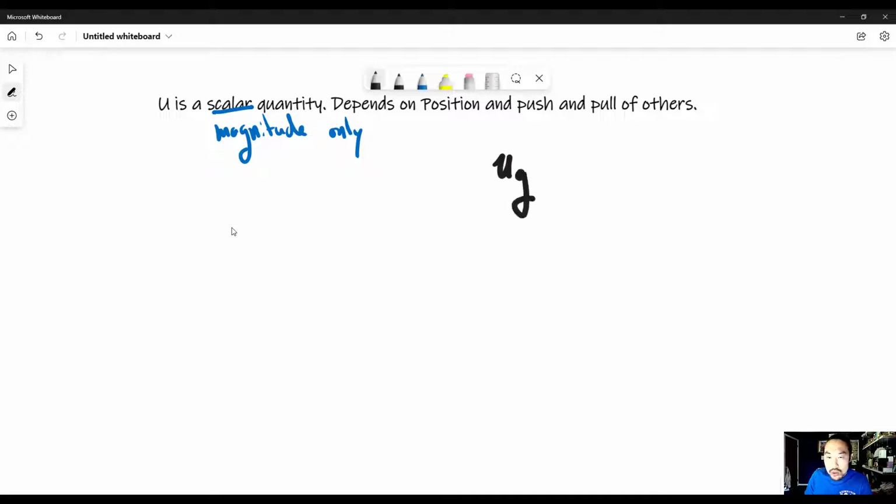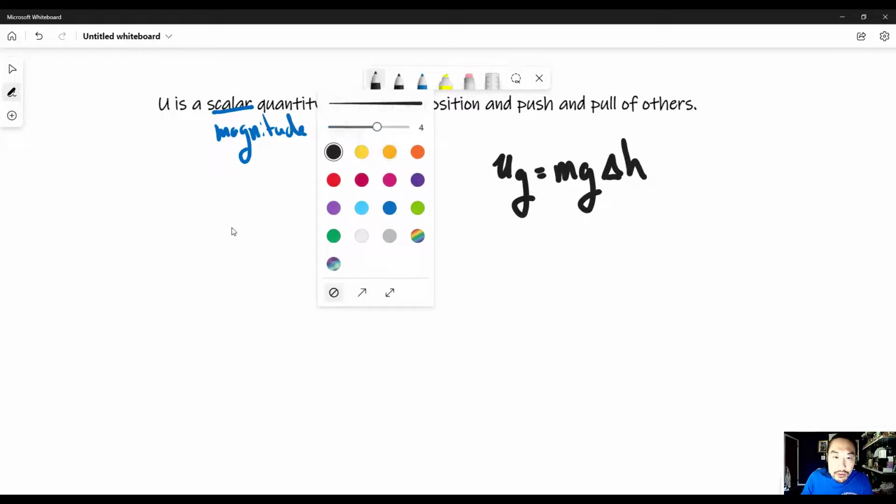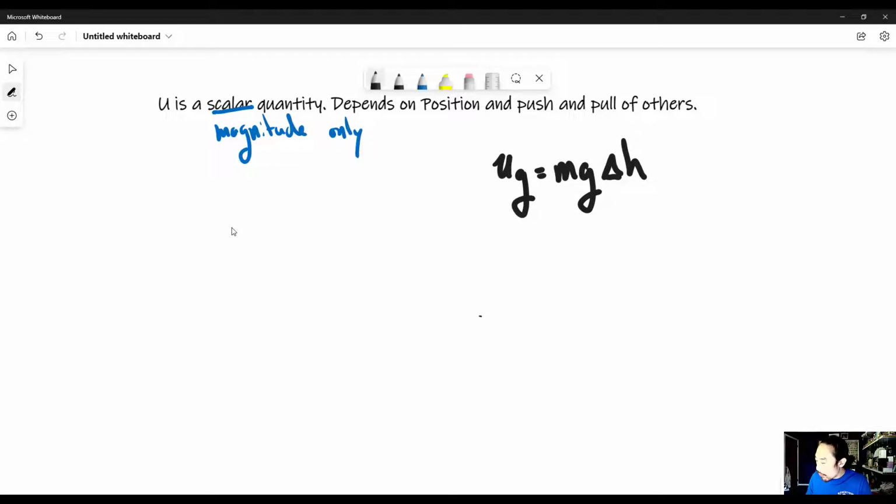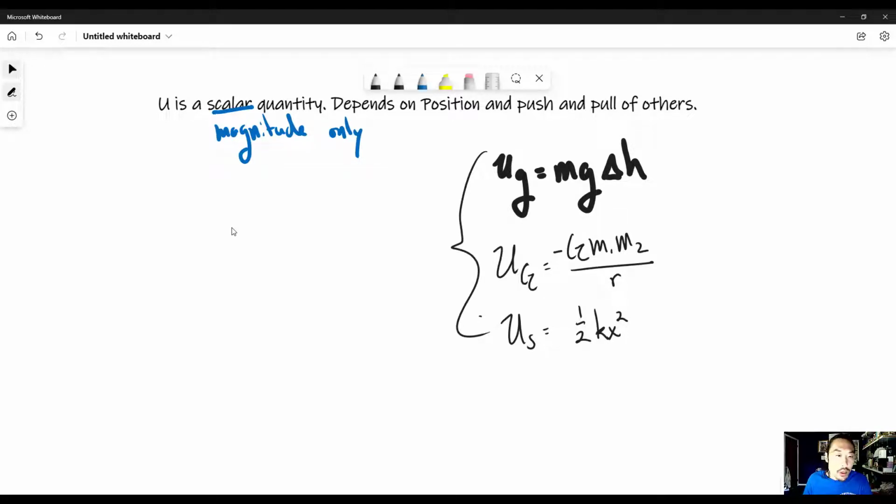So we have U_G is equal to mg delta H. There we go. And we also have the gravitational potential energy between two planets, U_G equals negative capital G M1 M2, all divided by R. And we have potential energy of a spring, which is equal to 1/2 kx squared. Okay, these are the three formulas from the mechanics unit, and I'm about to introduce to you the next one.